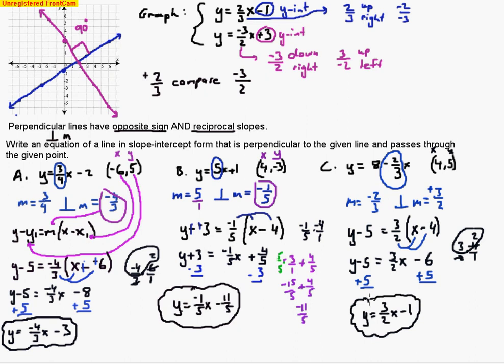So those are the types of problems you'll end up seeing on tonight's homework. Remember, perpendicular slopes have opposite sign and reciprocal for slopes.